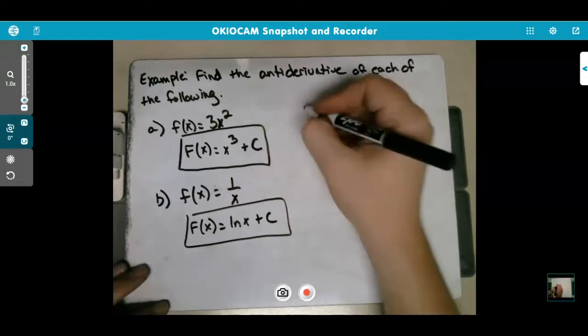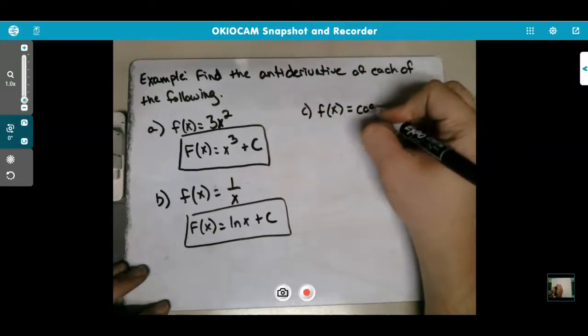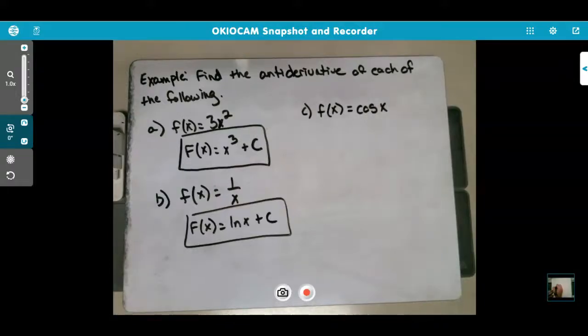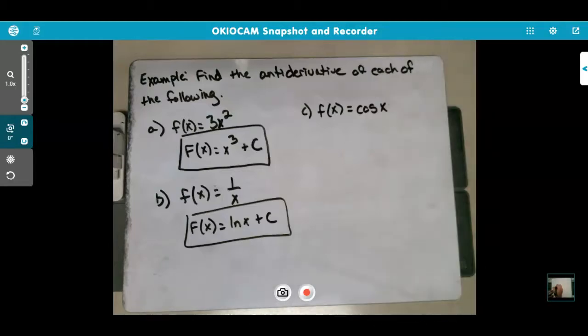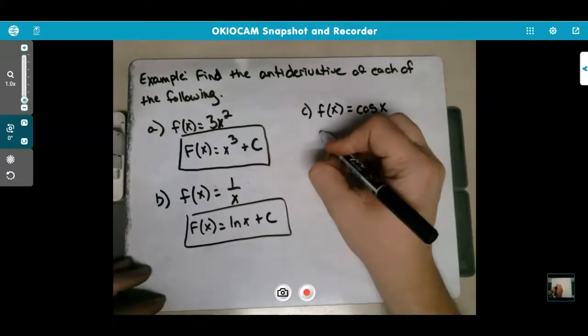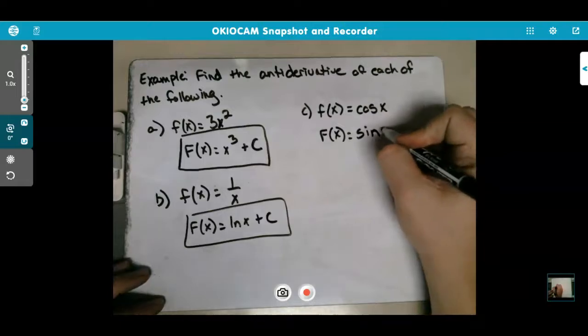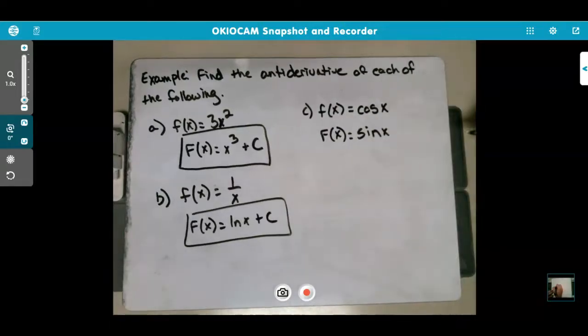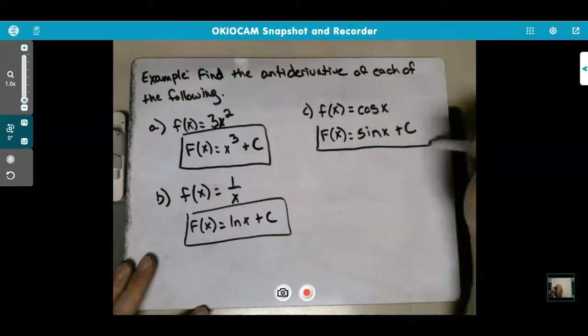Another example, let's do f of x equals cosine of x. So once again, the derivative is cosine. I want to know what function's derivative got me here. Well, remember, we know the derivative of sine is equal to cosine. So it would be sine of x. But don't forget that plus c, because I could have a constant there.